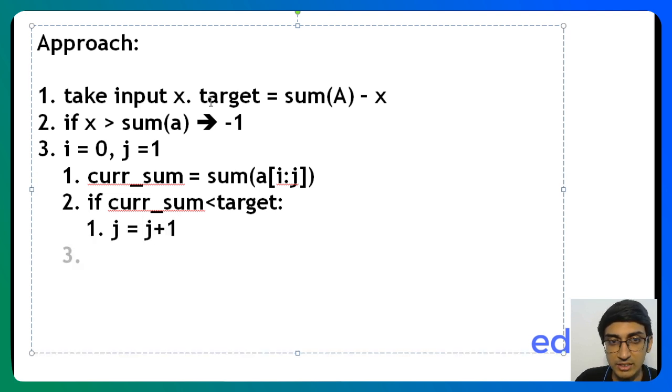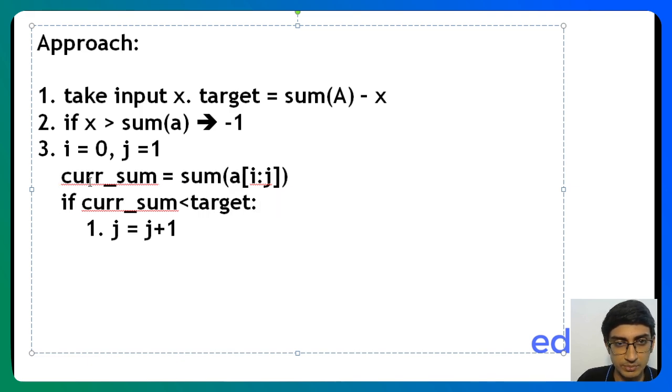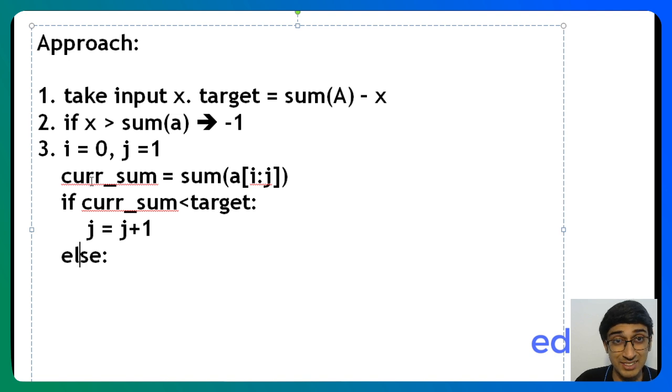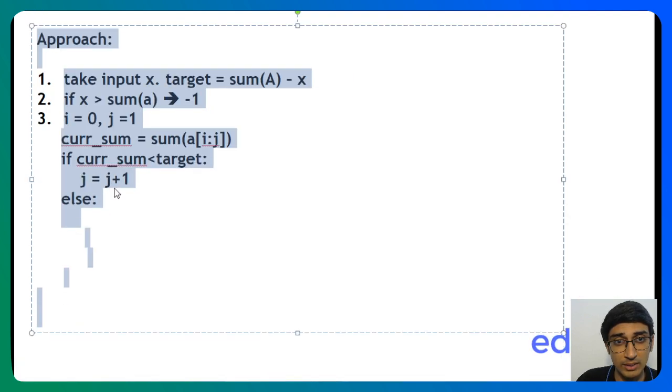So if the current sum is less than target, you move your j pointer forward. Else, you have to move, but rather else if, because it could just happen that it's equal, right?